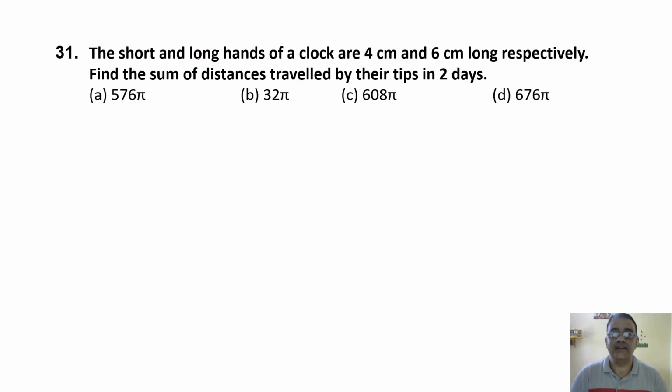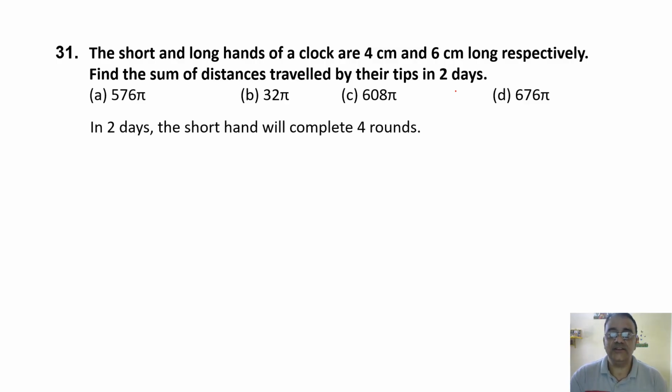The short and long hands of a clock are 4 centimeter and 6 centimeter long respectively. Find the sum of distances traveled by their tips in 2 days. So in 2 days, the short hand will complete 4 rounds, क्योंकि वो hour hand होता है. So 12 hours में एक round, another 12 hours 2 rounds. So 1 day में वो 2 rounds complete करेगा. So 2 days में 4 rounds.